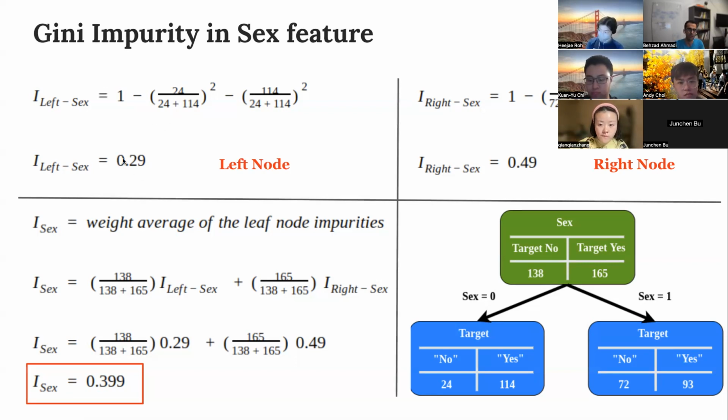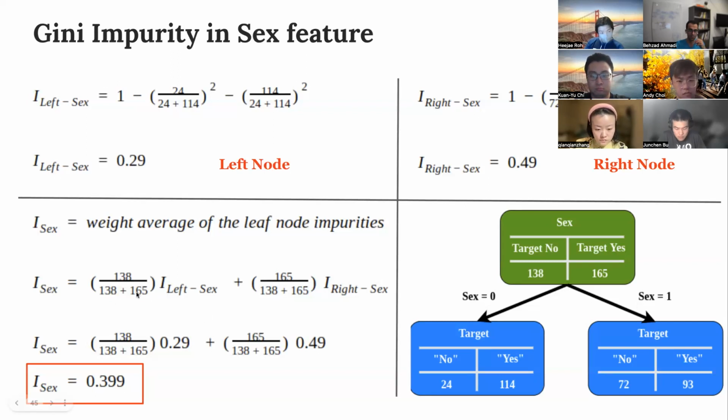So the impurity on the left node is 0.29, not bad. The Gini impurity on the right node is 0.49. It's actually very bad, right? So on the right node, you have not gained that much. Left node is good. And then you have to do the weighted average of the 2 nodes. You have 138 on the left node.